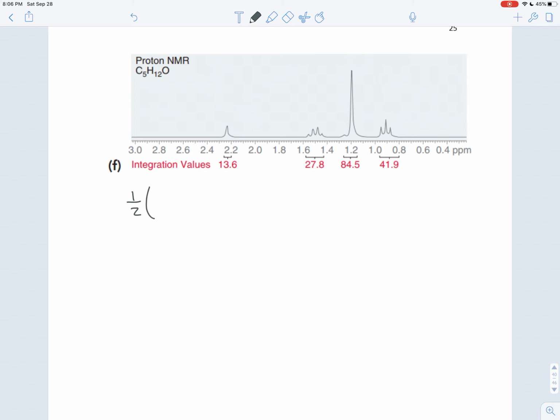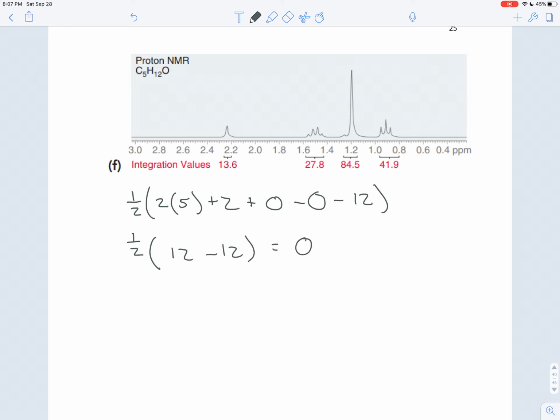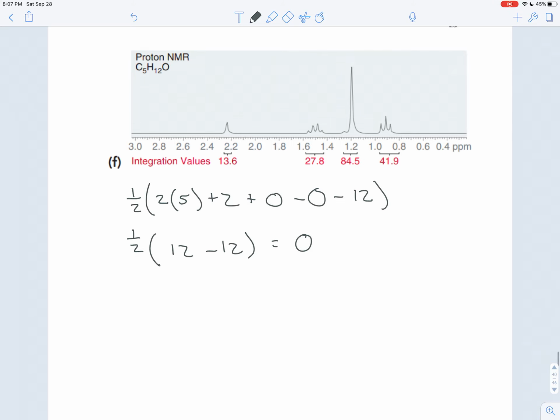And once you have that, get the NMR spectrum and find the index of hydrogen deficiency: 2 times the number of carbons, which we have 5 here, plus 2, plus the number of nitrogens, which is 0, minus the number of halogens, which is 0 in this molecule, minus the number of hydrogens. So that's 1/2 of 12 minus 12, well, that's 0. So we don't have any rings, we don't have any pi bonds in this molecule.